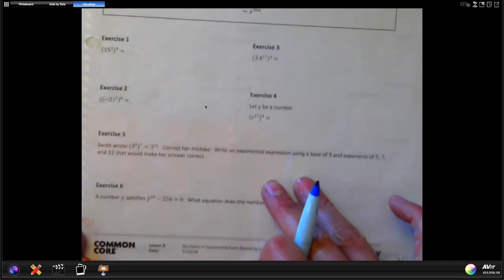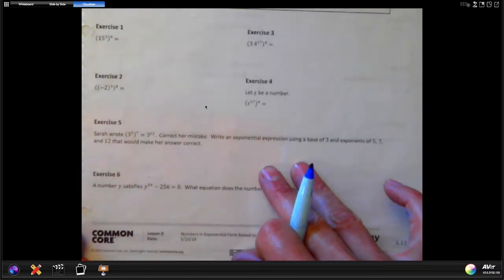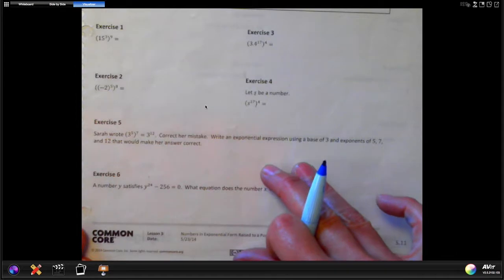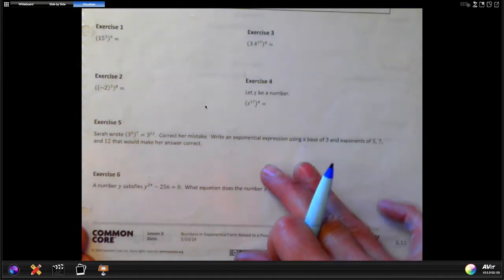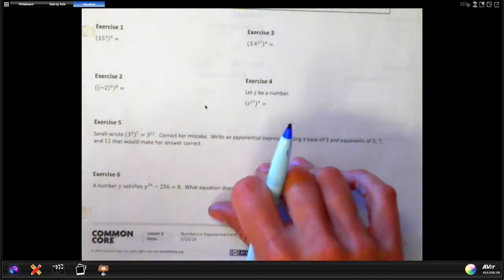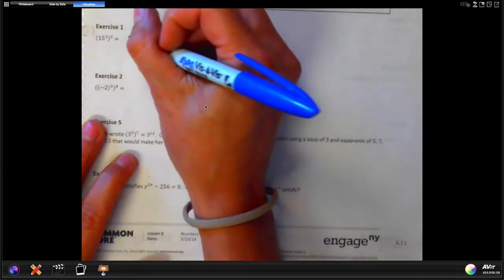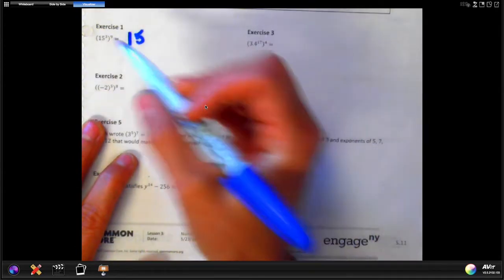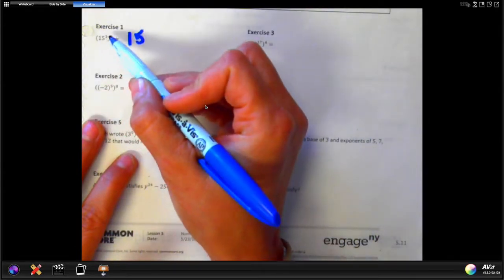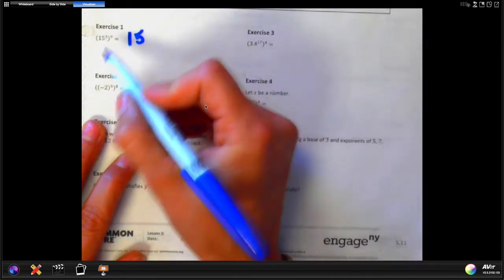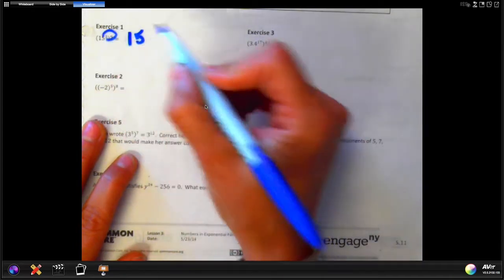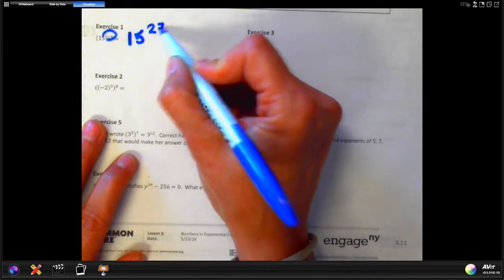we're going to start with 15 to the third power, raised then to the 9th power. And all you want to do is realize that we're going to keep our base of 15. It's saying 15 to the third power and 9 times. So we want to multiply then our 3 and our 9 and get 15 to the 27th power.